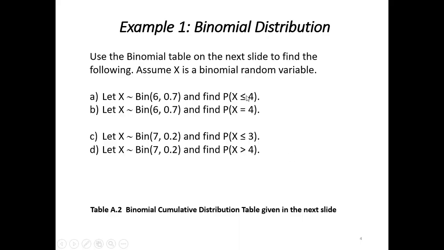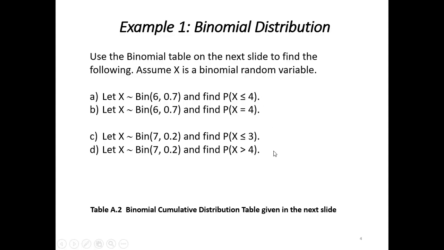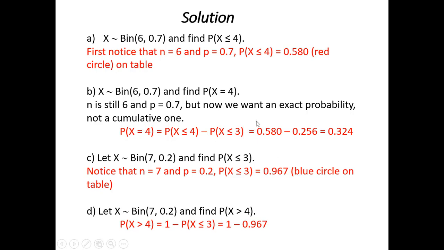Let's just go back. The probability x is less than or equal to 4, so I find my x value here. So I go over to the column with p is 0.7, x is 4, and we see the answer is 0.580. So that's how we could get our answer to the first one. I believe I have this given over here. n is 6, p is 0.7. Probability x less than or equal to 4 is 0.580. And as I've noted here, this is the red circle on the table.